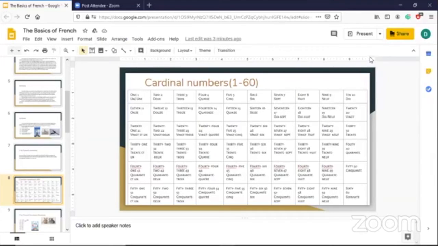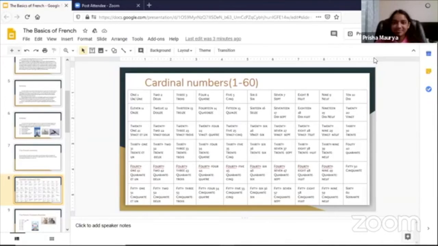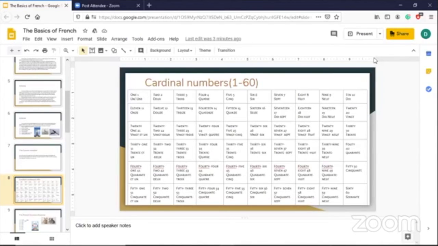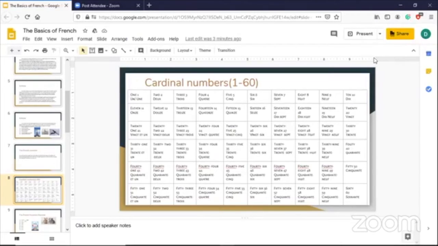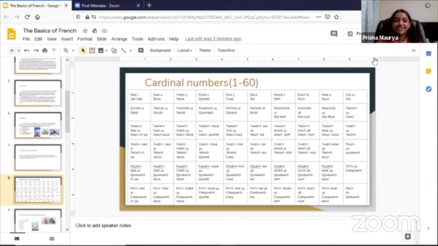Okay, I'll try. Un, deux, trois, quatre, cinq, six, sept, close. Huit, neuf, dix. Really good job. That was amazing. So that is how you would pronounce the numbers from 1 to 10.